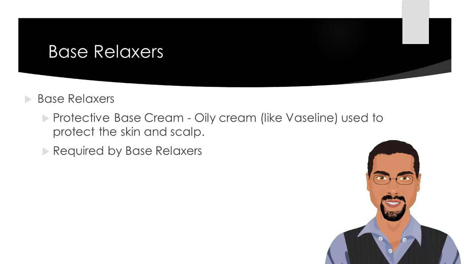Hydroxide relaxers are sold in base and no-base formulas. A protective base cream is an oily cream used to protect the scalp and skin from chemical burns during the relaxer process. Base relaxers require the application of a protective base cream to the entire scalp prior to the application of the relaxer.